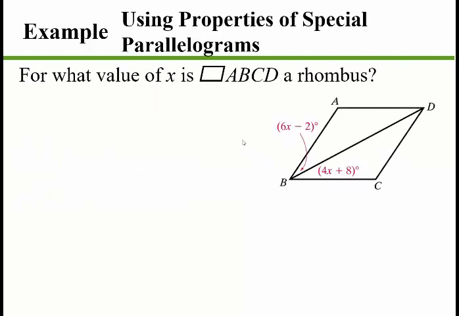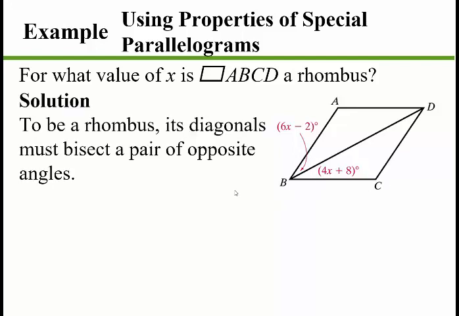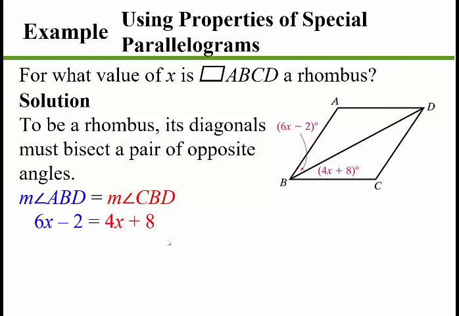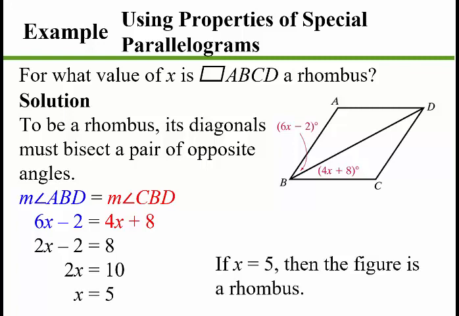All right, for what value of x is this parallelogram ABCD a rhombus? To be a rhombus, its diagonal must bisect a pair of opposite angles. So it must be that these two angles are equal, so angle ABD is equal to CBD. Just set these two equal to each other and use a little algebra to solve for x. Subtract the 4x over, add the 2 over, finally divide by 2, and you get x is equal to 5. So if x is equal to 5, then this figure here is a rhombus.